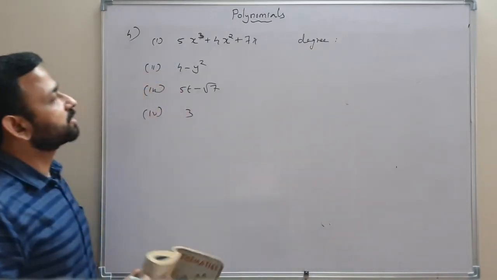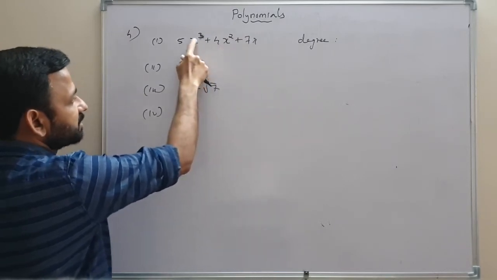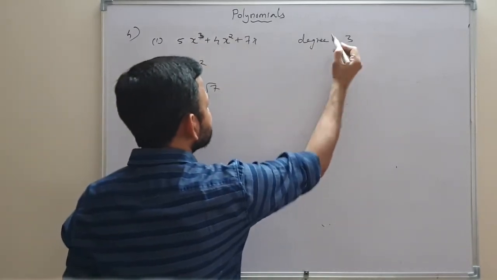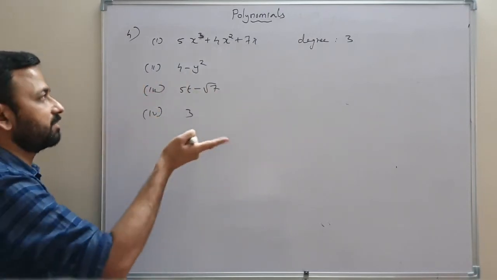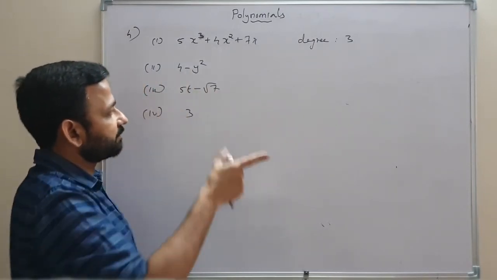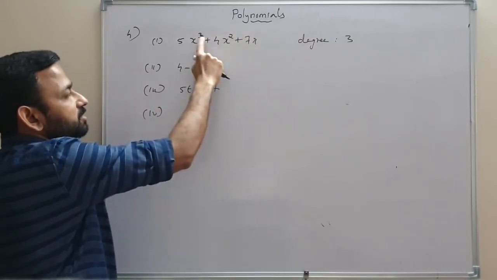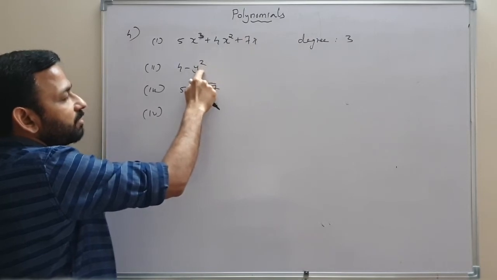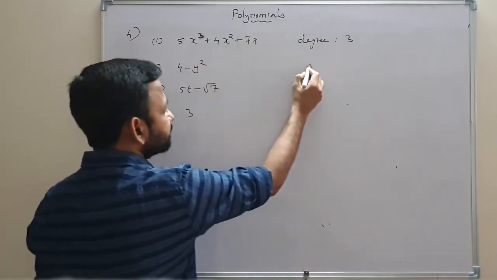Degree. So here power 3, power 2, power 1. So the highest power is 3, so the degree of the polynomial is 3. The degree of a polynomial is the highest power; we take all the variables, then its highest degree. So here 2, here 3, here 1. So the degree is 3. In the second one we have only one variable, y square, so the power is 2.